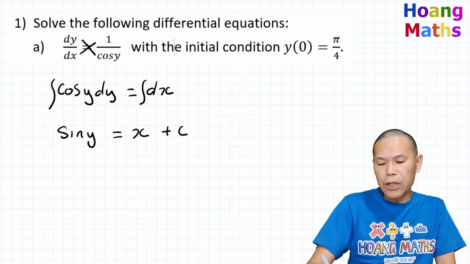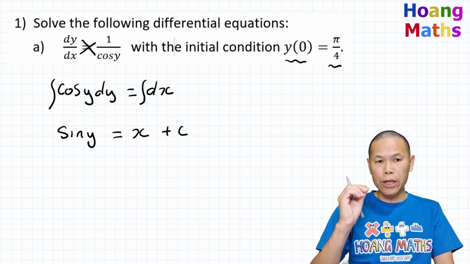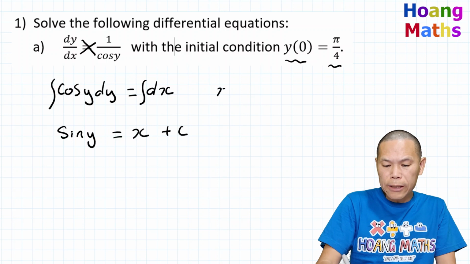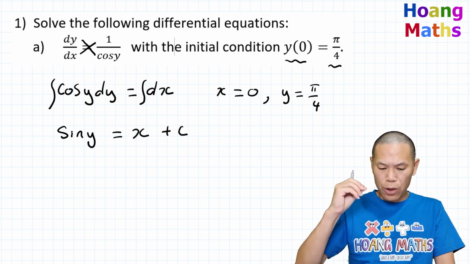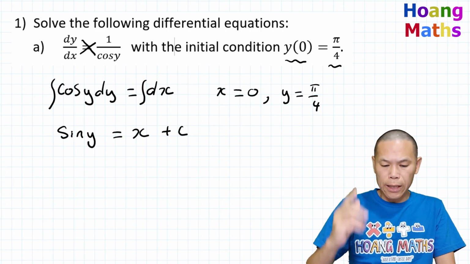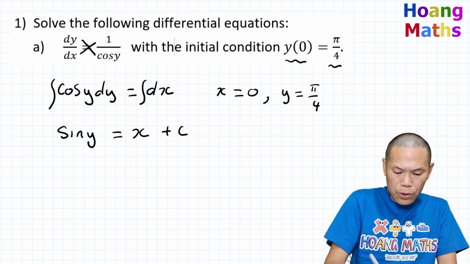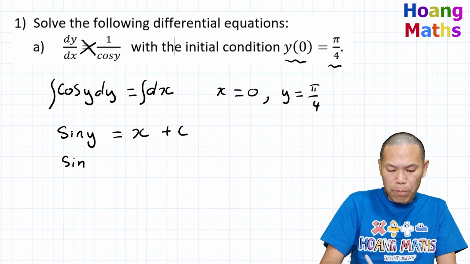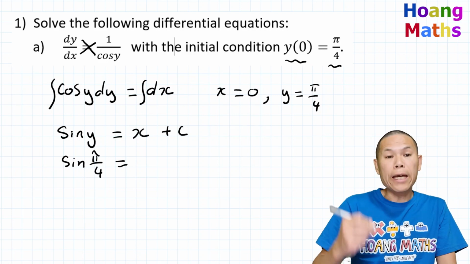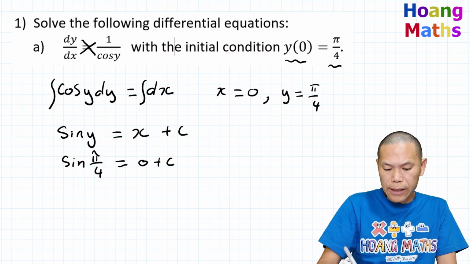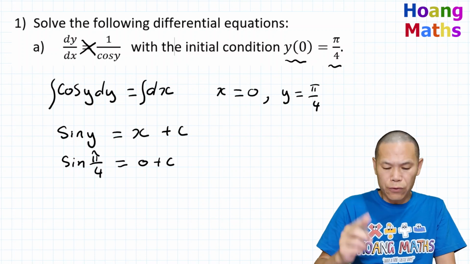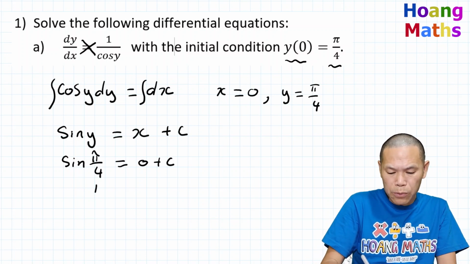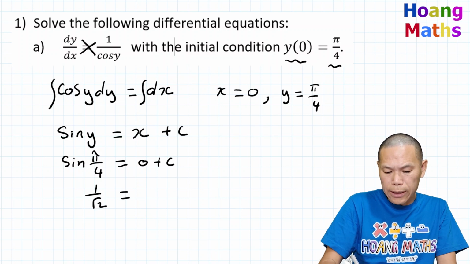We have the condition, which is the initial condition. This means that when x is 0, y is pi over 4. So we use this condition to find the constant c. When y is pi over 4, this becomes sine of pi over 4 is x, which is 0, plus c. We know that sine of pi over 4 is 1 over square root of 2. So in other words, 1 over root 2 is c.